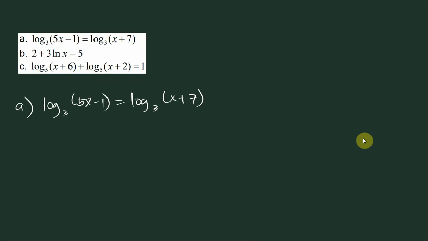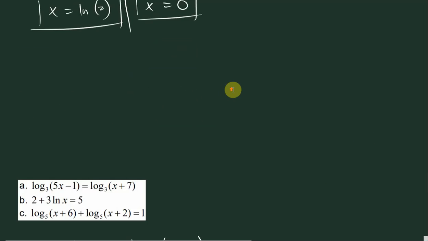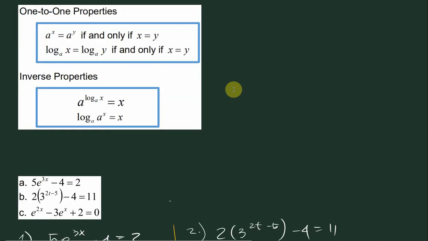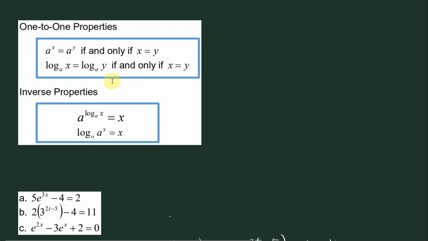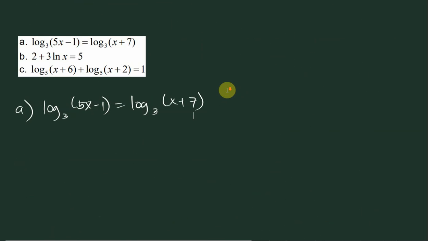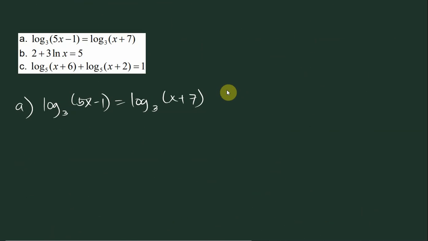So what do we do with this? If we go back to the properties we have here, we can apply the second one-to-one property. Since they both have the base 3 on both sides, we can say that 5x minus 1 is equal to x plus 7, right? Then we just have to solve for x.